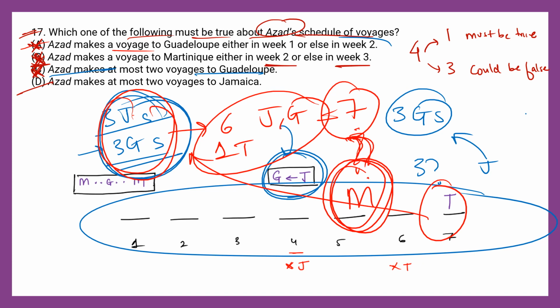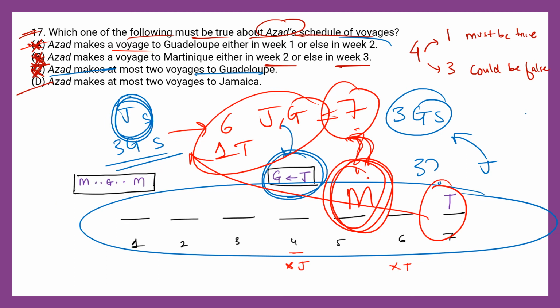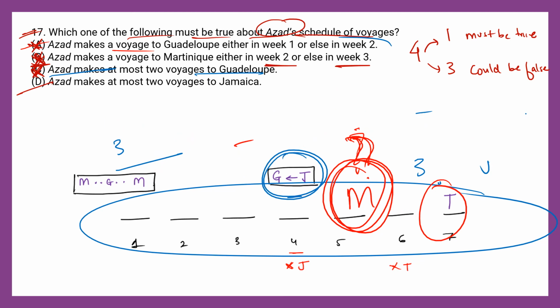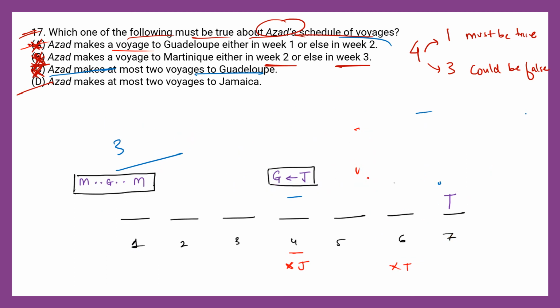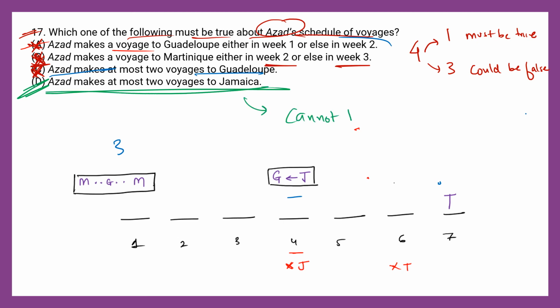So that's why this cannot be true. When you try to put 3 J's, you can see that it doesn't work out. You cannot have 3 J's, which means it has to be true that you can have at the most 2 J's, because the moment you get a third J, it doesn't work. So the answer is this, because you cannot have more than 2. Okay, so the answer is D.